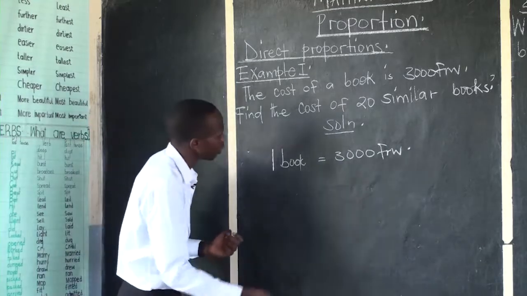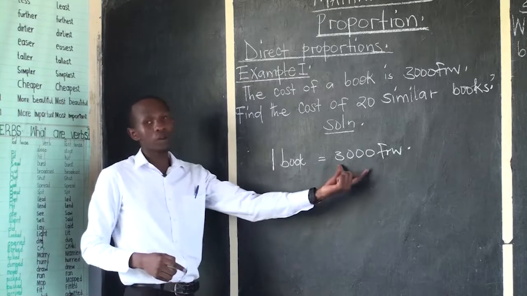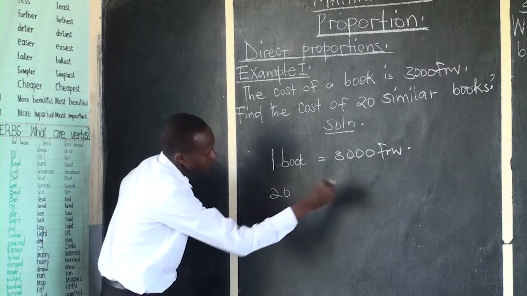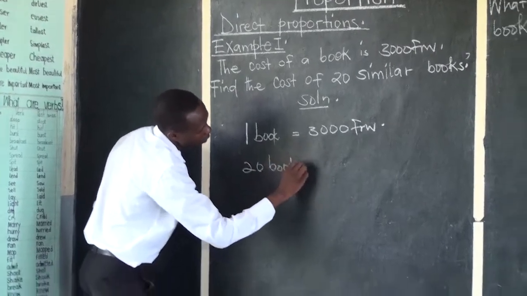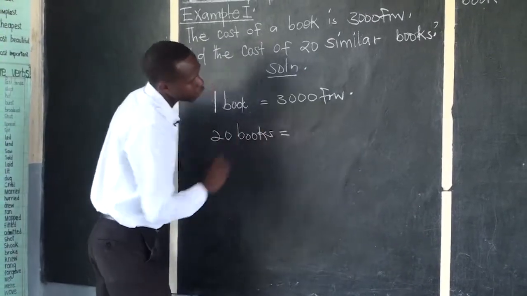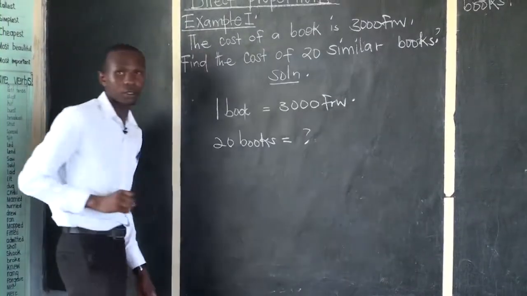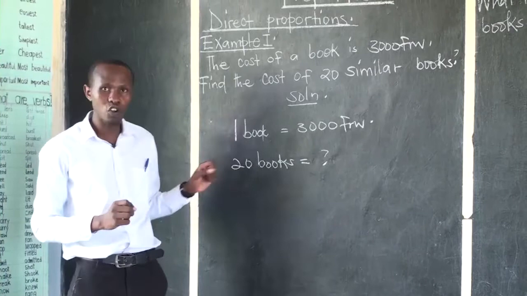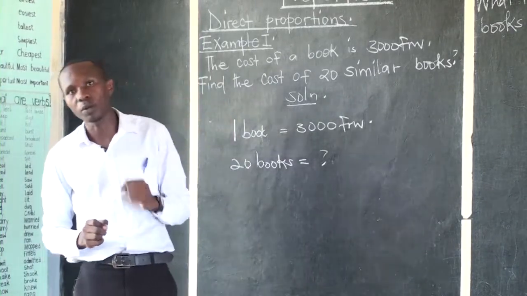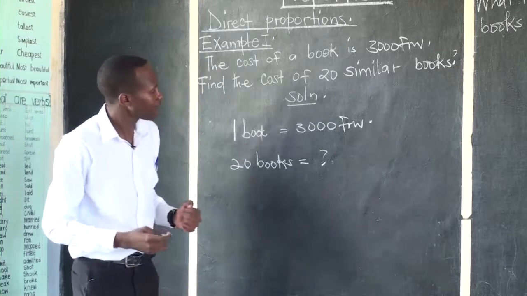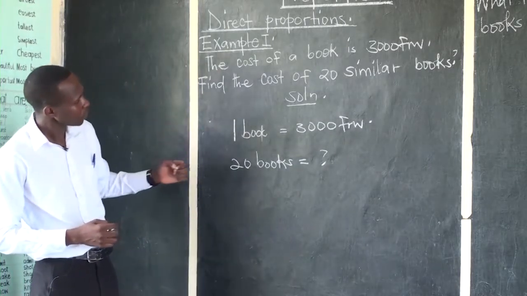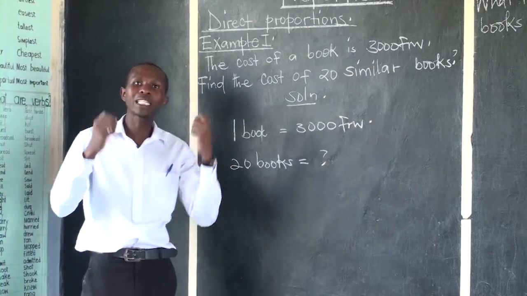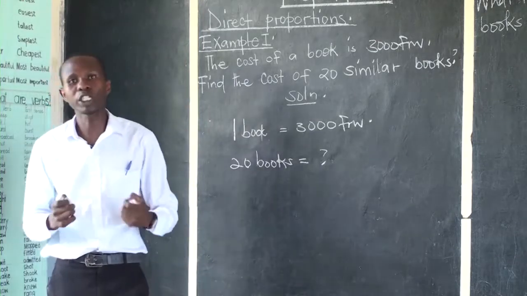Here it will be very simple. We say one book will be costing us 3,000. What about 20 books? 20 books will be equivalent to, we don't know. So we need to find out, if a person spends only 3,000 on one book, but at the same time, this person would like to buy 20 books, how much would that person spend on that quantity of books.